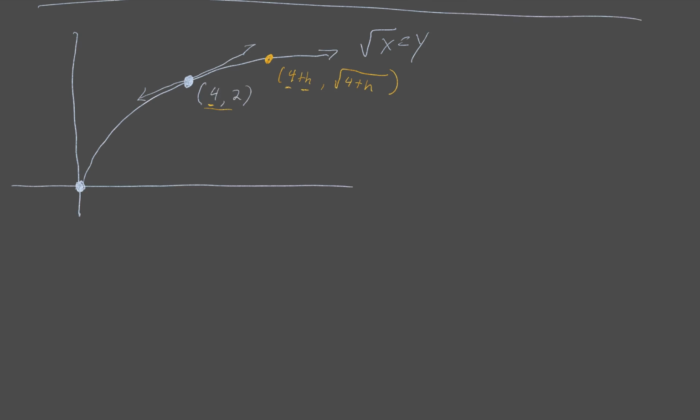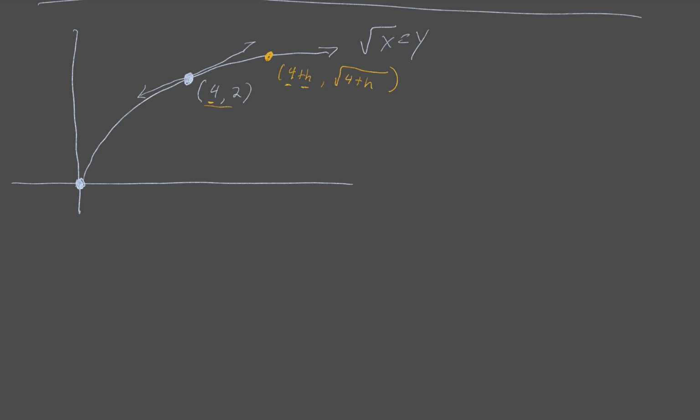Okay, so my average rate of change, the slope of my secant line here, right? The slope of that secant line is the change in y's over the change in x's, so that's the square root of 4 plus h minus 2, divided by 4 plus h minus 4. And I have this: the square root of 4 plus h minus 2, over h.